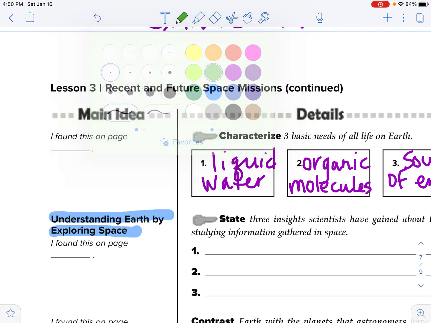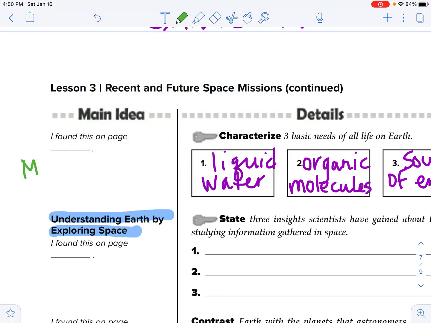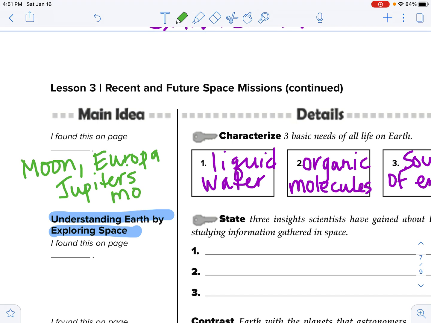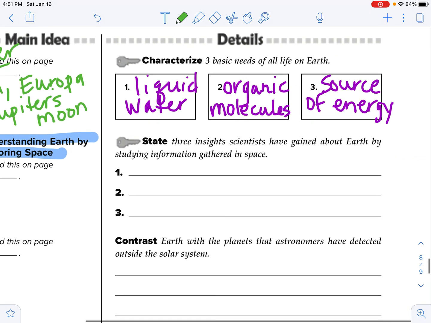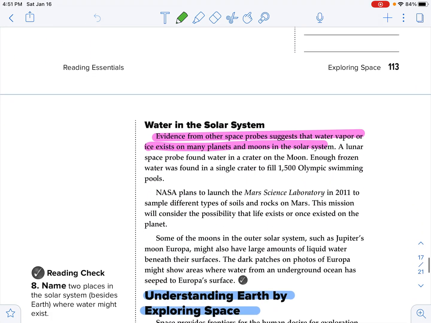Okay, so as far as liquid water goes, that has been found on the moon, and on Europa, which is Jupiter's moon. So water has been found in the frozen state, but water has been found in those locations. Okay? Alrighty, so now here we are at Understanding Earth by Exploring Space. All right, so let's go ahead and go back to our reading essentials.